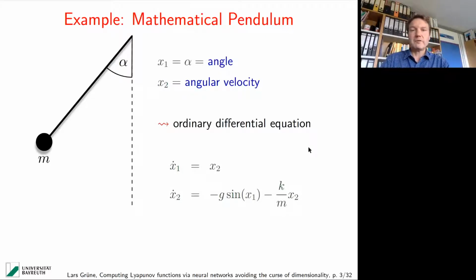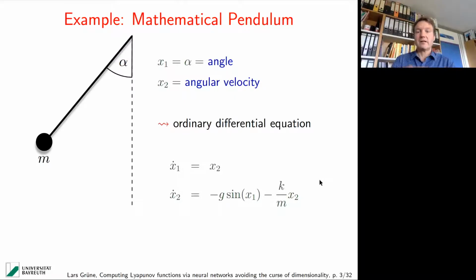Okay, this very simple example. Every one of you knows the mathematical pendulum here in this nonlinear version, where we have just three parameters. We have this K, which is the friction constant for a linear friction model. We have M, which is the mass of the pendulum here. And we have G, which is the gravity constant.